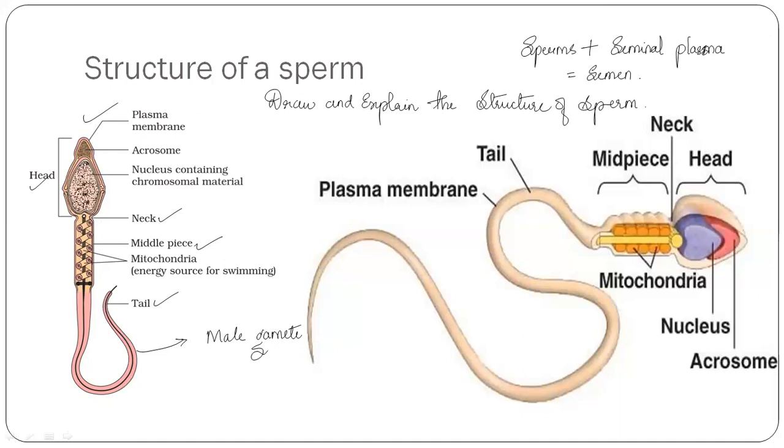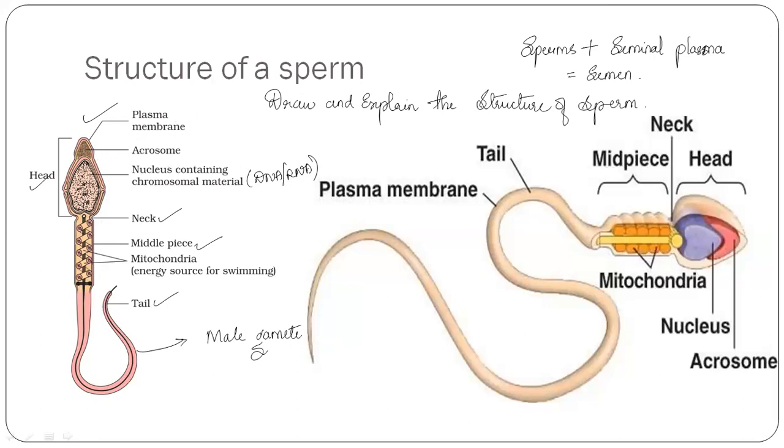Then the head consists of the nucleus. Yes or no? It consists of the nucleus, which contains the DNA or RNA, the chromosomal material. Yes or no? The DNA or the RNA with chromosomal material is present.